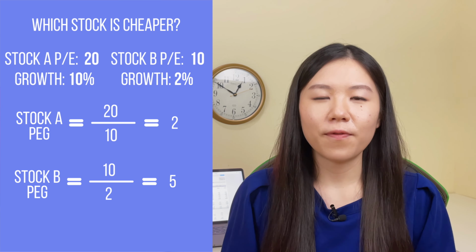Therefore, use PE ratios to evaluate ETFs and indexes because they're made up of many companies, so there isn't a single growth rate for them. Use the PEG ratio to compare between individual stocks of different companies.